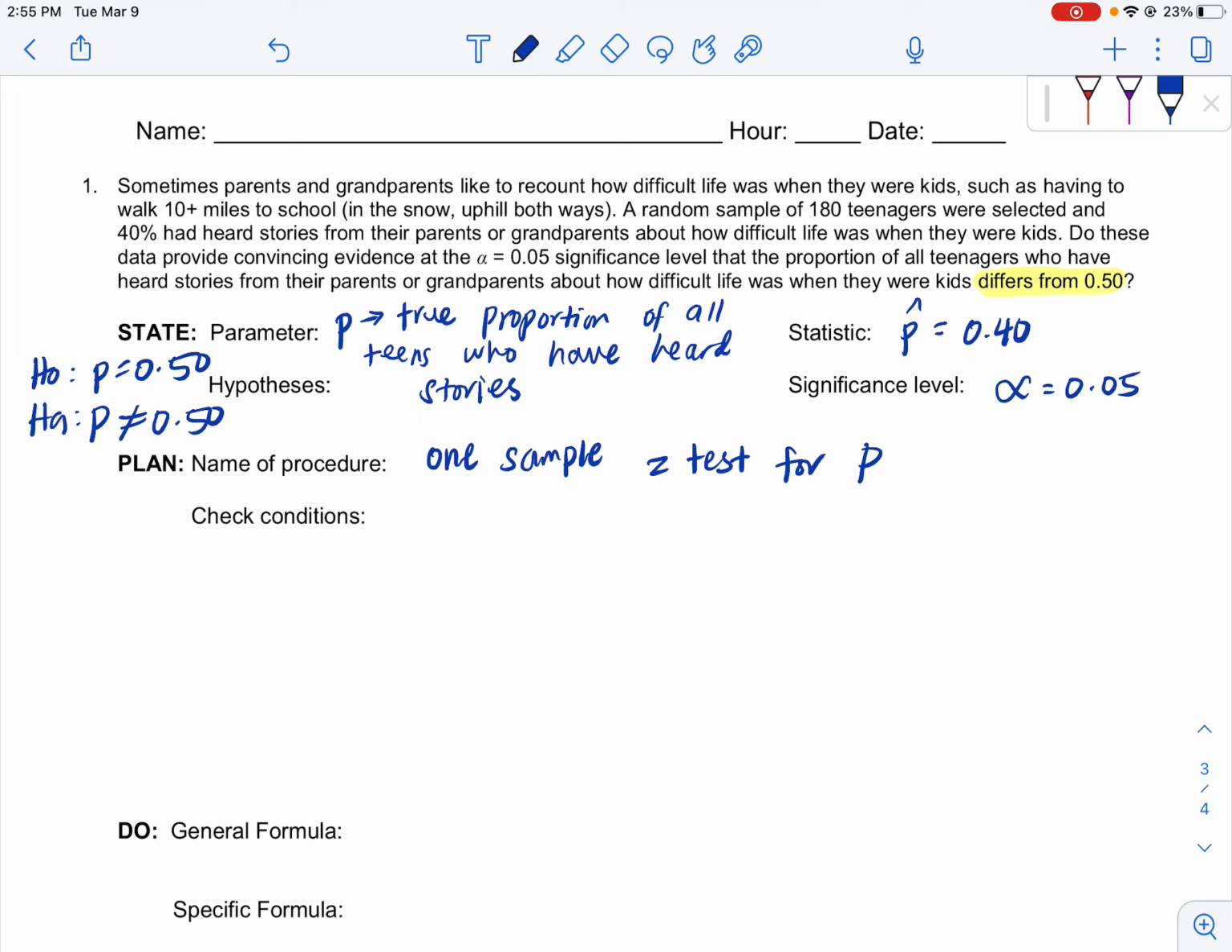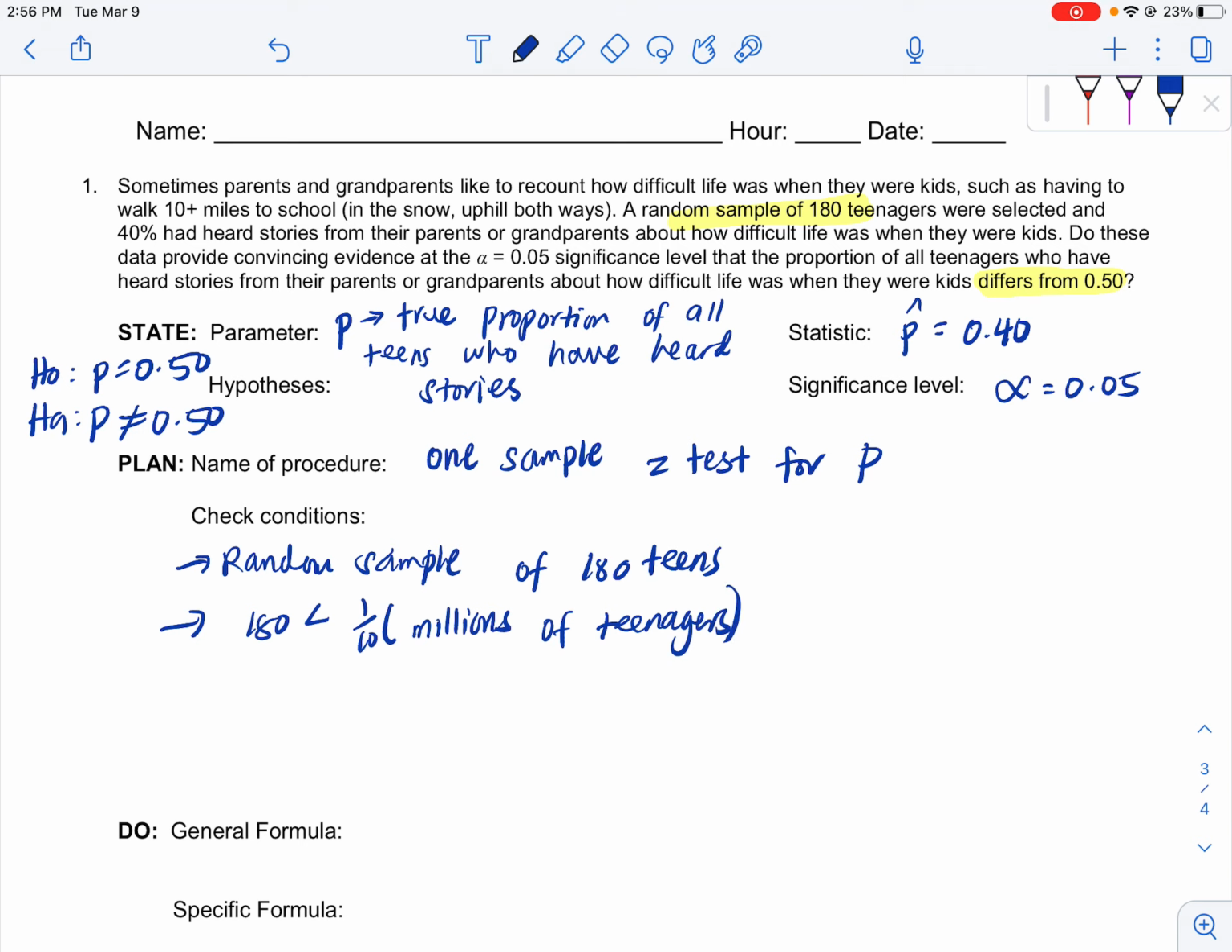Check your conditions. It says a random sample of 180. So it was random. Why do we check random sample? We check if it's random so we can generalize it to the population. Random sample of 180 teens. Next, 10%. 180 is less than, right? This is kind of obvious, yeah? 180 is less than a tenth of millions of teenagers around the US.